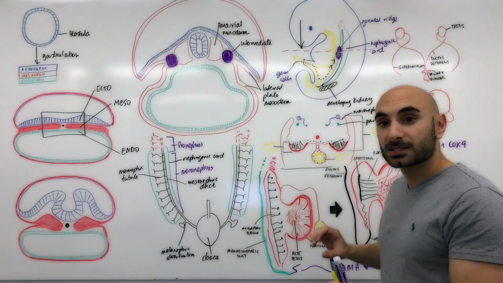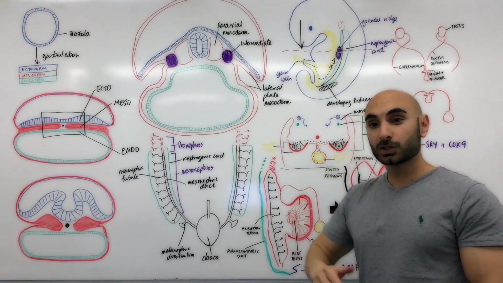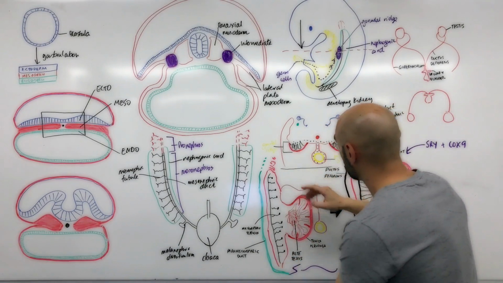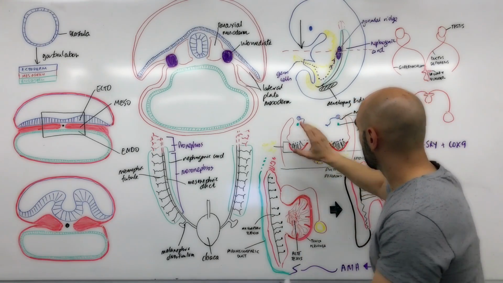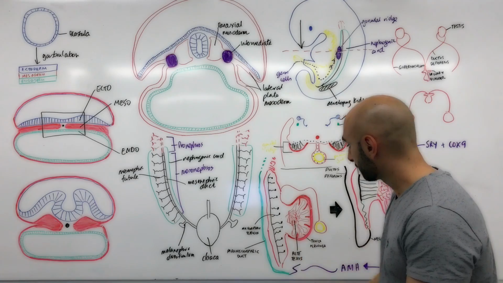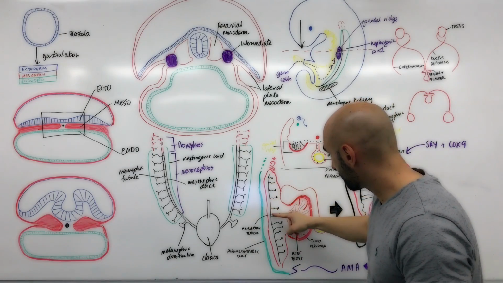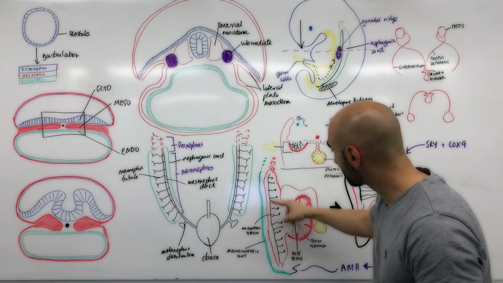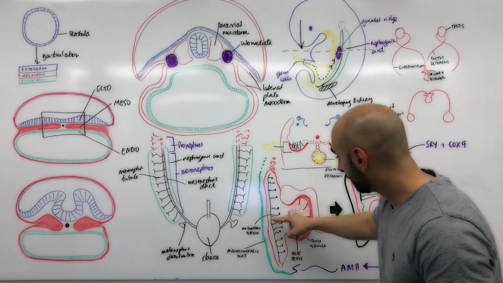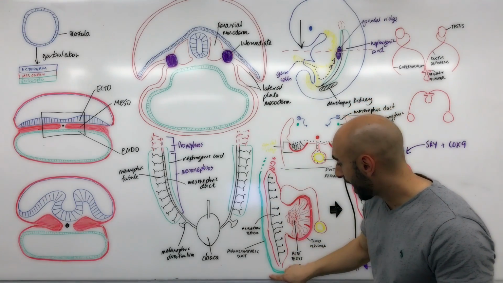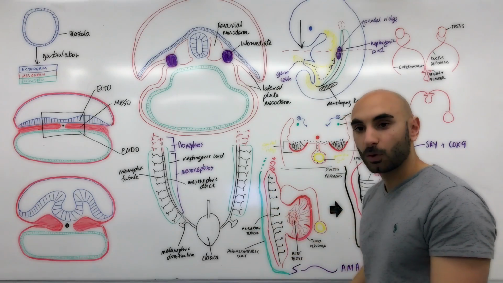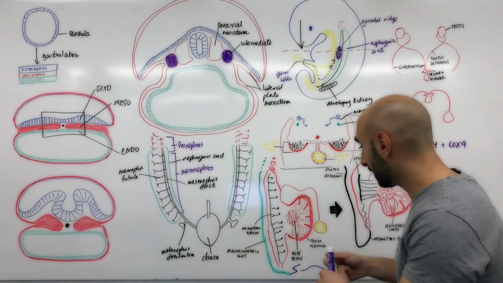Now again, let's switch back to a longitudinal view down here. So we're only looking at one of them now. So let's look at this one longitudinally. Over here we have the mesonephric core, the mesonephric tubule, and the mesonephric duct. And this is the paramesonephric duct, also known as the Müllerian duct.